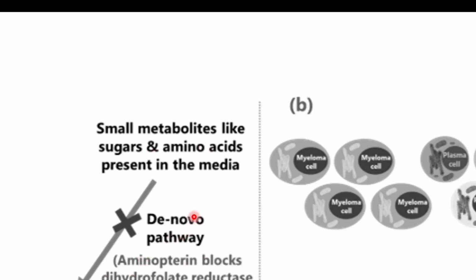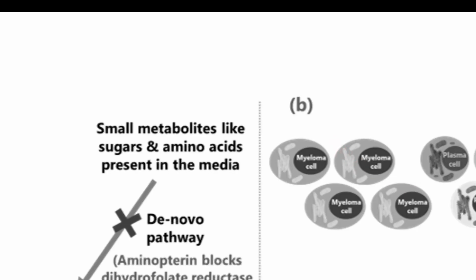So aminopterin blocks the dihydrofolate reductase enzyme, which is a key enzyme in the de novo pathway. So aminopterin affects the production of nucleotides. No new nucleotides are formed. Therefore, the cells have to rely only on the salvage pathway. Now in myeloma cells, where the salvage pathway is also sabotaged, only the hybridomas can survive, because they have the properties of both the plasma cell as well as the myeloma cell.